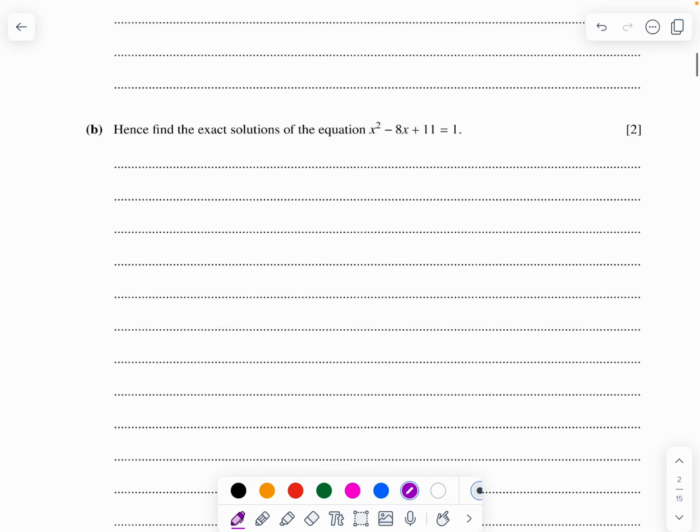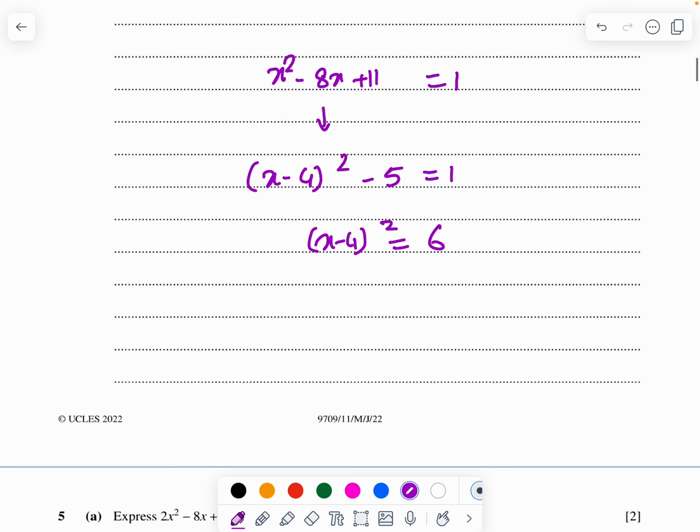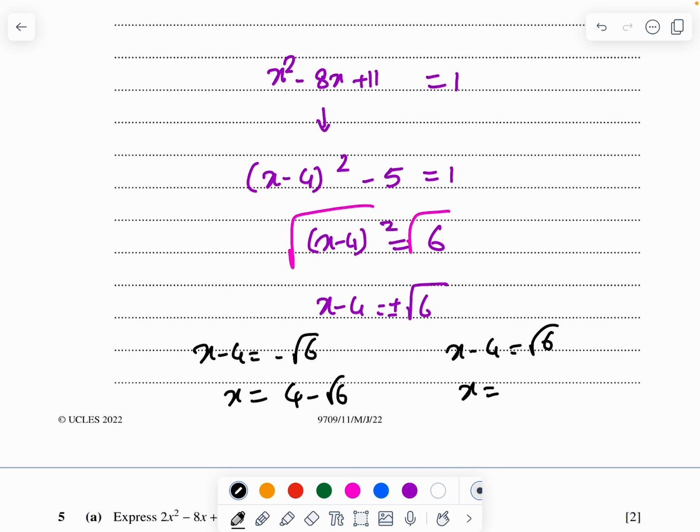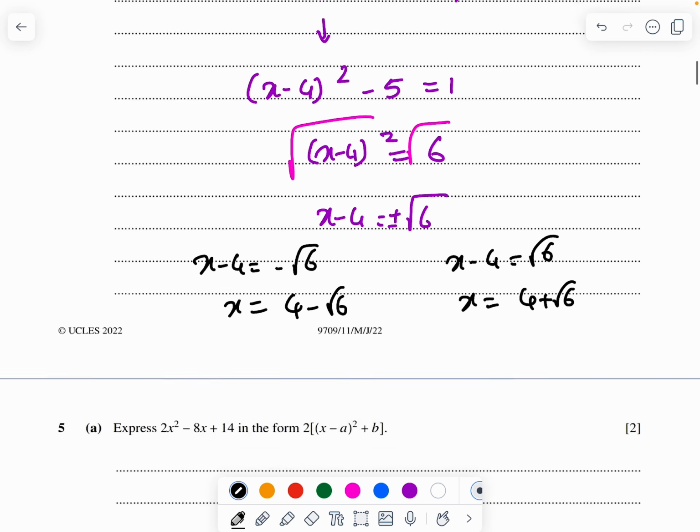Hence find the exact solutions of this one. So what is that equation? X squared minus 8x plus 11 equals 1. Just now we found this was x minus 4 whole squared minus 5 equals 1. So x minus 4 whole squared equals 6. X minus 4 equals plus or minus square root of 6 when I take the square root on both sides. One time I take the negative square root of 6, one time the positive. So x equals 4 minus square root 6, x equals 4 plus square root 6.